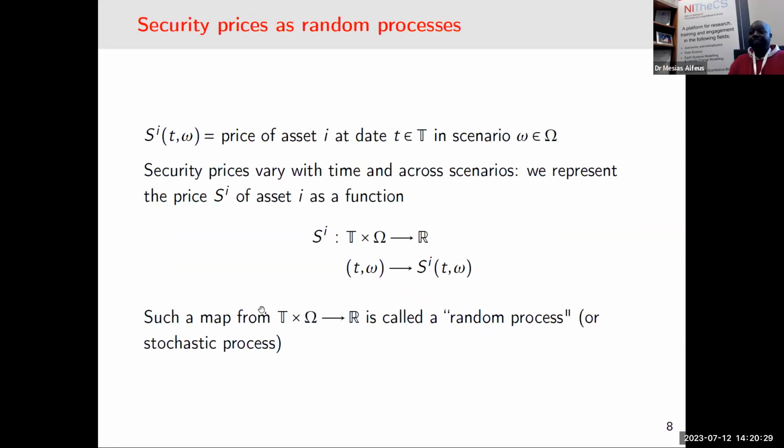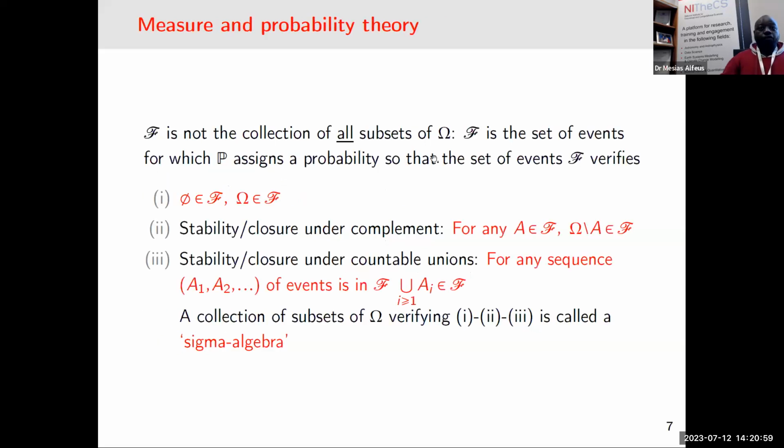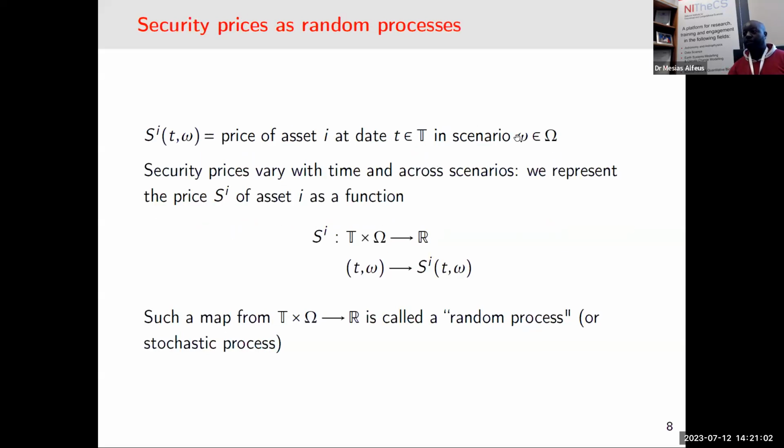Next, we denote a stock price. To be more general, say an asset price, denoted by S, meaning the price of asset i at time t under a scenario omega. It's the price of an asset i at date t in this time horizon, for the scenario omega in capital omega. So this is a price.